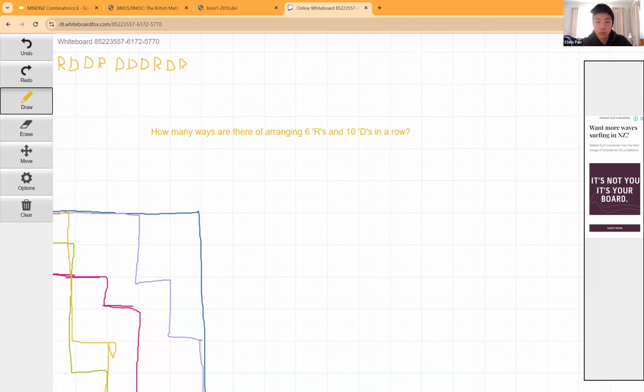Okay, no one's answering. I think it's good to know how to do this by yourself, right? So maybe I'll start with some simple examples. Let me ask some simpler examples: how many ways are there of arranging A, B, C, D in a row?